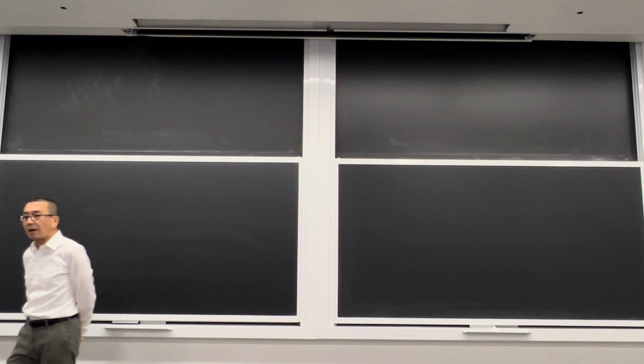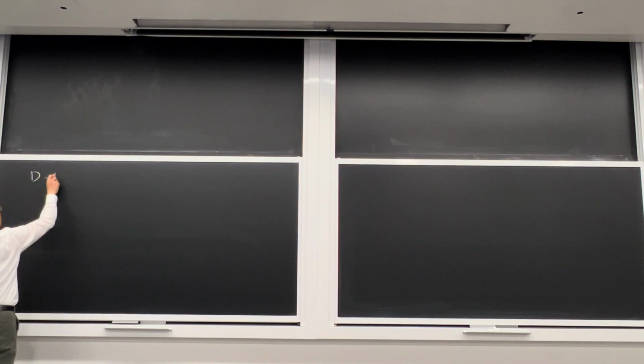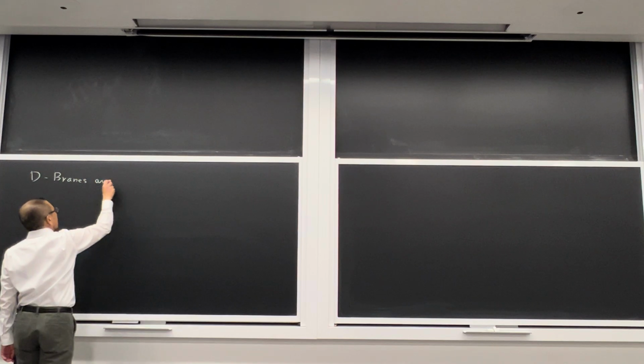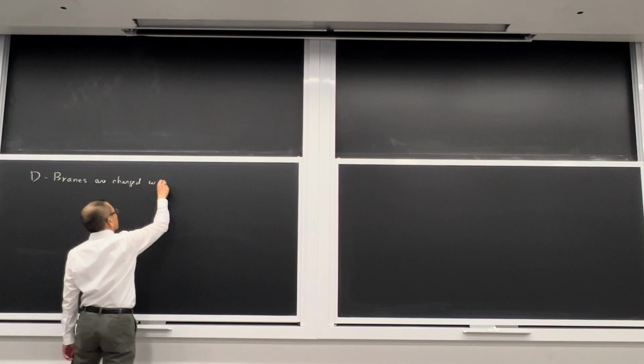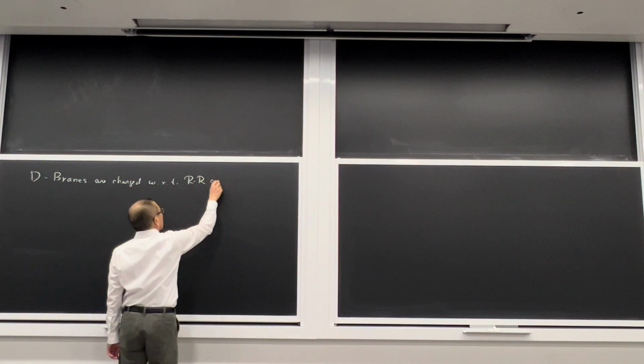One important property of D-branes is that these are charged with respect to the Ramond-Ramond gauge field. So this is something we discussed toward the end of the last lecture. So let me briefly recap that. So you have D-branes, and these are charged with respect to the Ramond-Ramond gauge field.